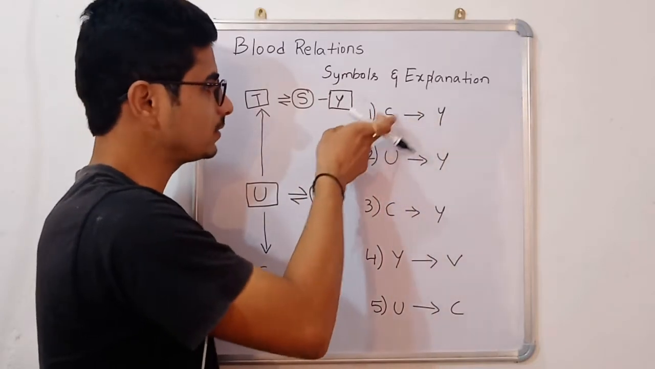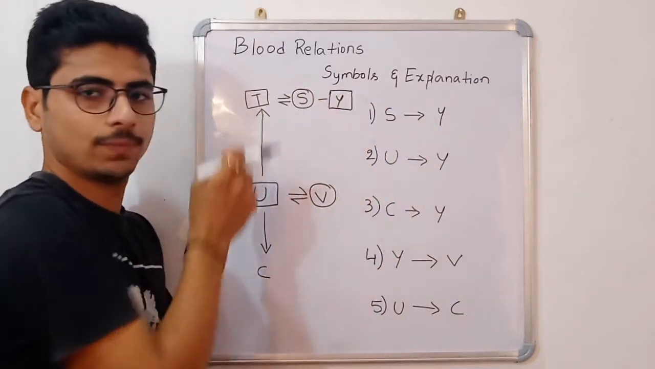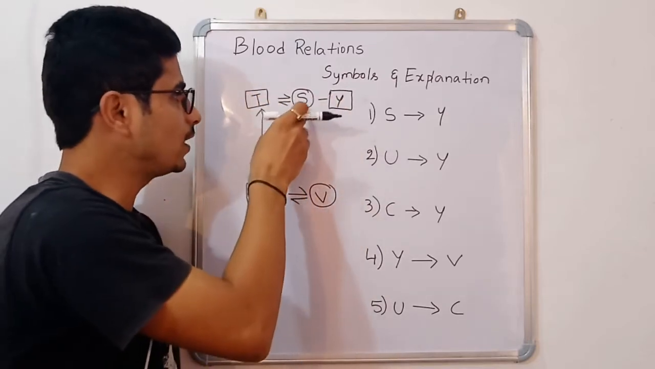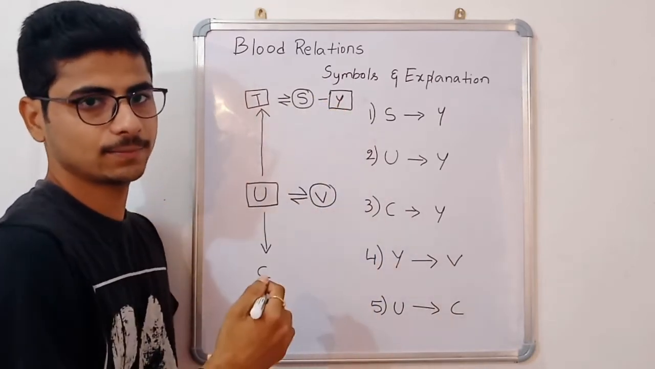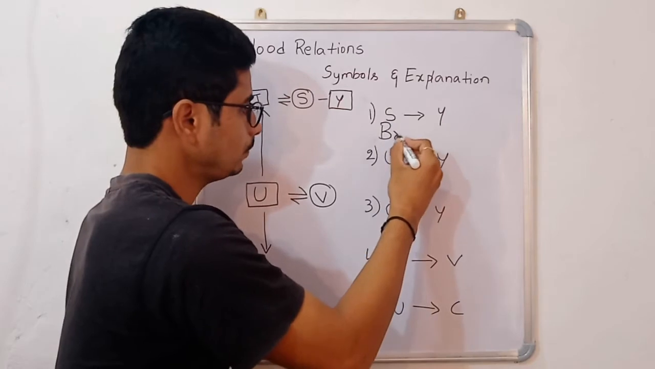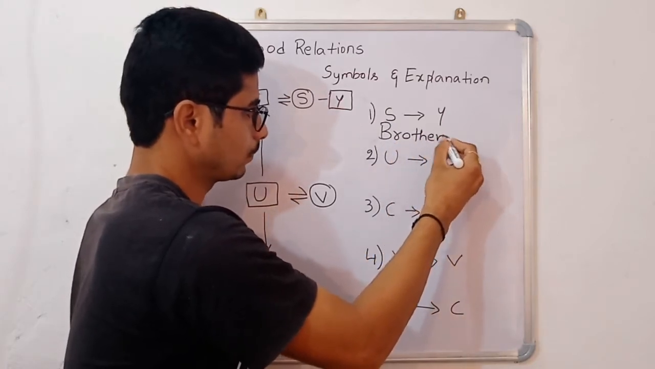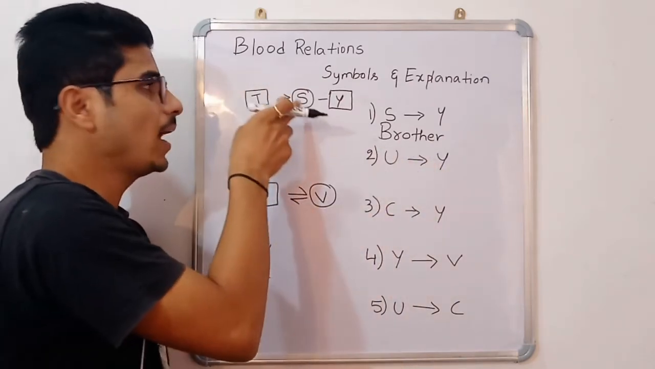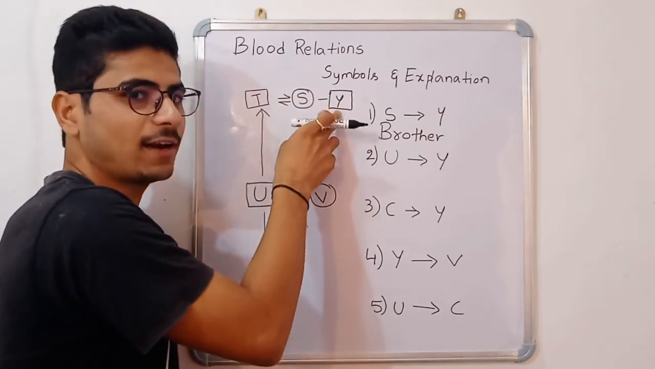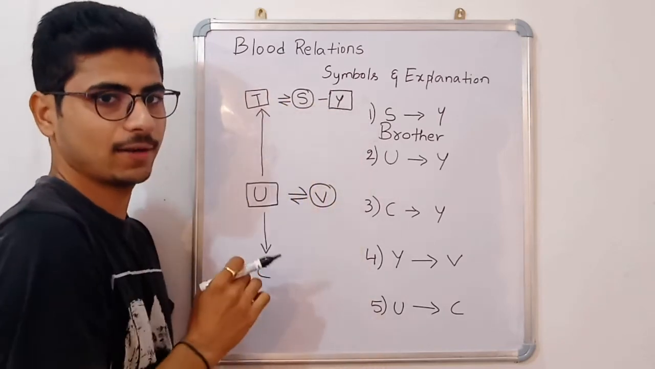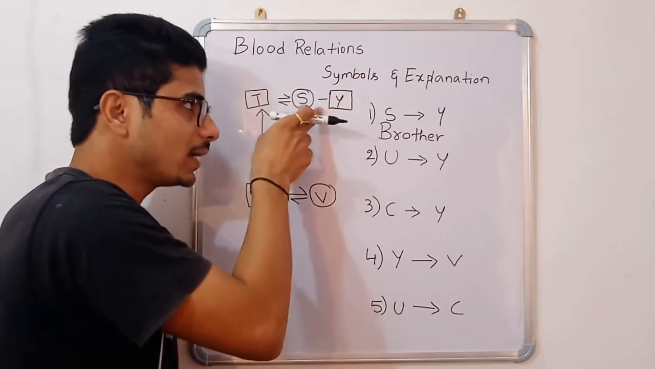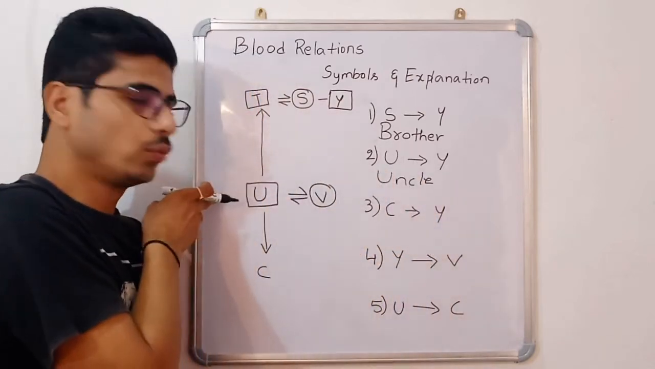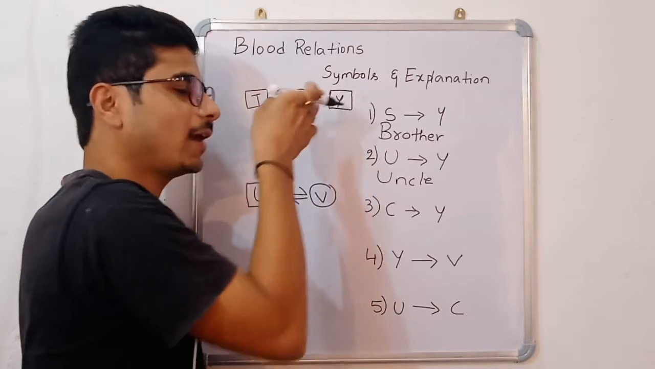So see, S to Y. We need to see from S to Y. So S is a female, Y is a male, and they are in the same generation. So this S will call this Y brother, right? So brother. Need to see from U to Y. This U has a father and mother. His mother has a brother, right? So this U's mother's brother, we will call Y uncle. So this U will call his mother's brother uncle.